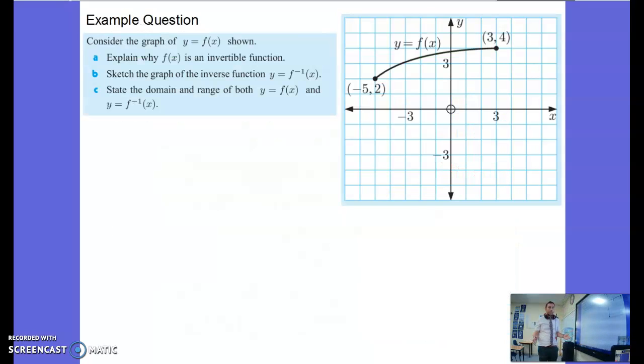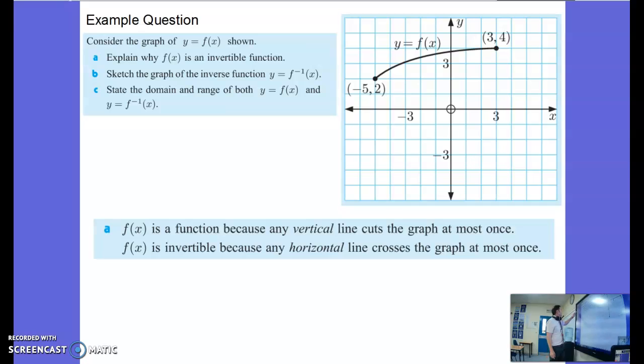Let's look at an example question, bring all this together now. It's a lot of information. Let's unpick it. So, here we have a graph, y equals f of x. Explain why it is an invertible function. Well, for it to be invertible, it has to pass first of all, the vertical line test to show it's a function, then the horizontal line test to show it is an invertible function.